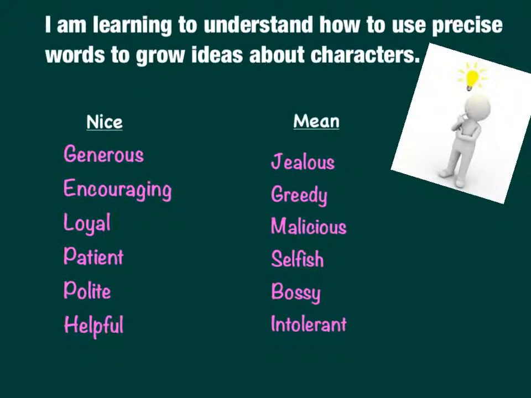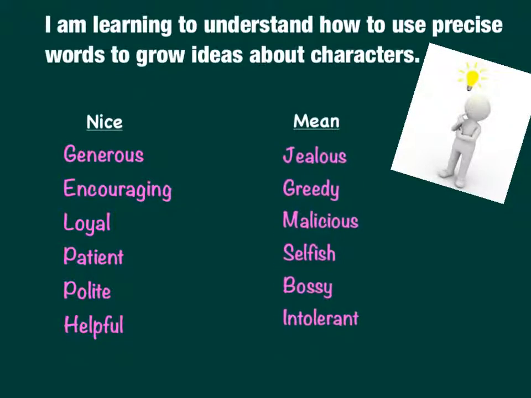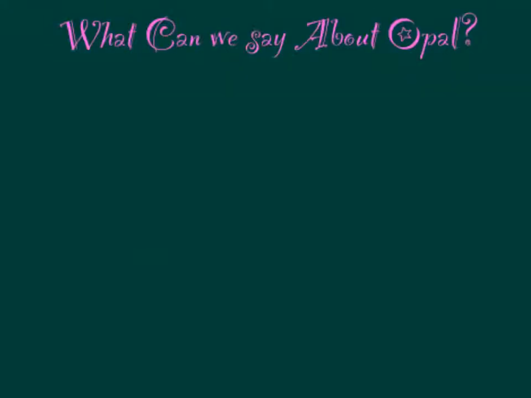We can think of the same thing when we think of the word mean. Maybe someone who you perceive as mean might actually be jealous, or greedy, or malicious, or selfish, or bossy, or intolerant. And again, notice how different all of those words are. They really mean different things, but they might be things that you would perceive a person to be mean about.